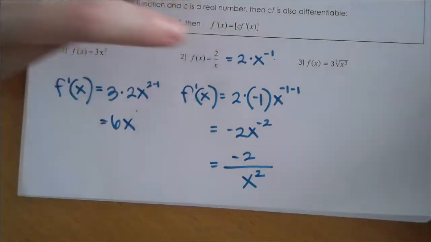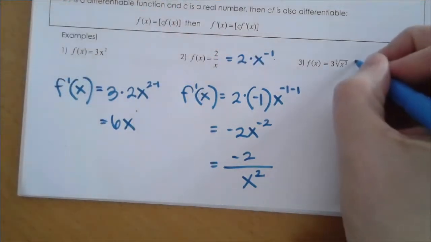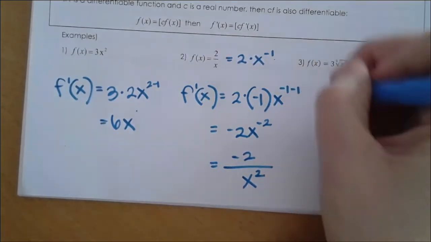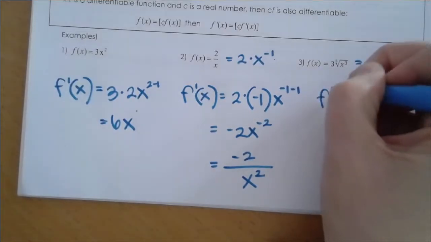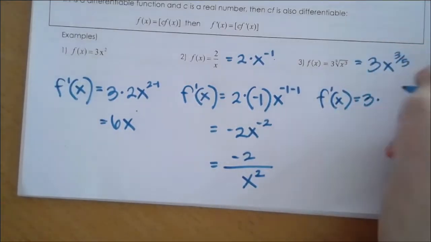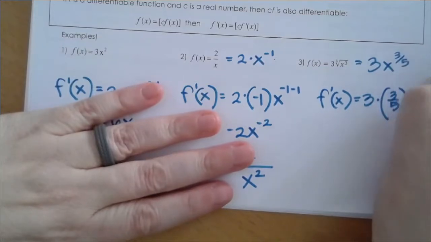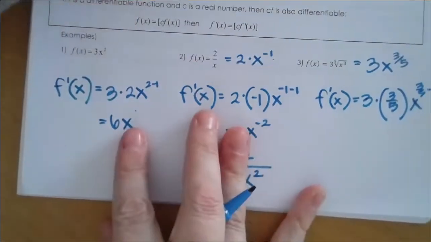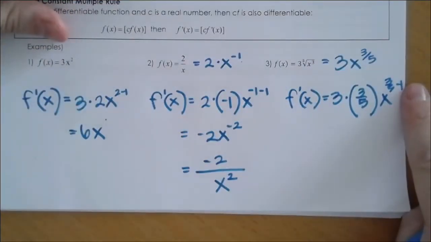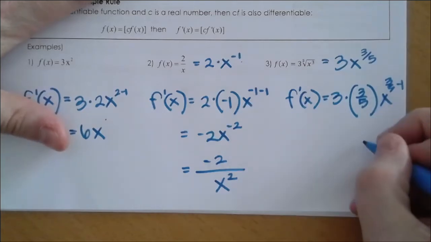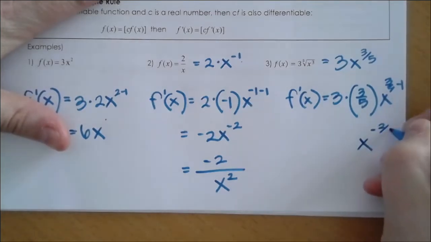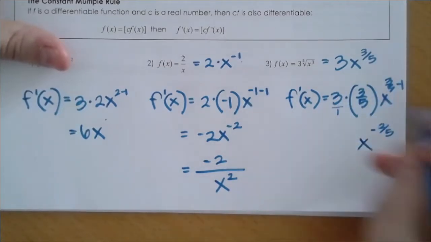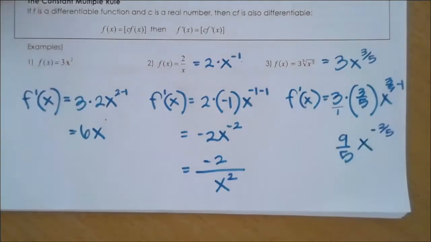Last one is kind of like the one that we did up above. First, I want to say that this is 3x to the power of 3/5. So now we can take the derivative by doing 3 times, that power was 3/5, x to the power of 3/5 minus 1. 3/5 minus 1, that's 5 over 5. So we have x to the power of negative 2/5 right there. Multiply this, remember top times top, bottom times bottom, so 9 over 5 right there.